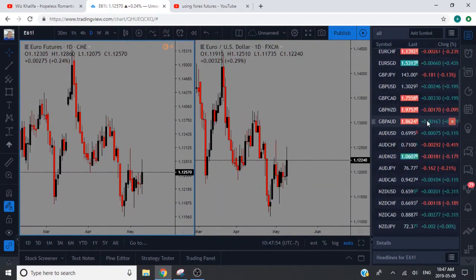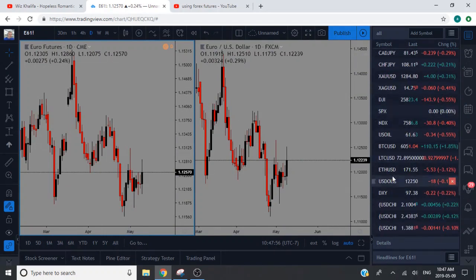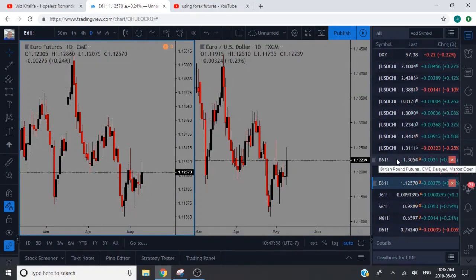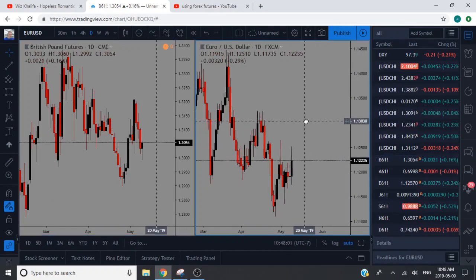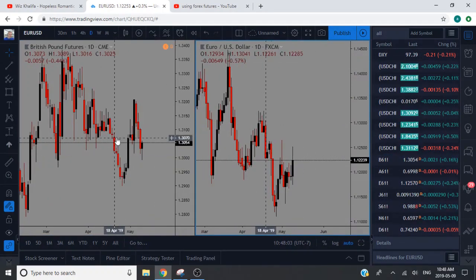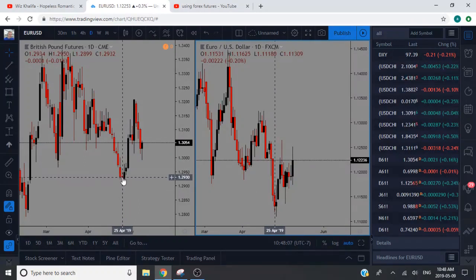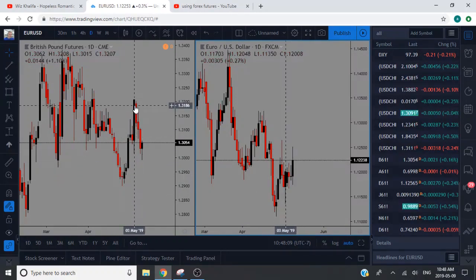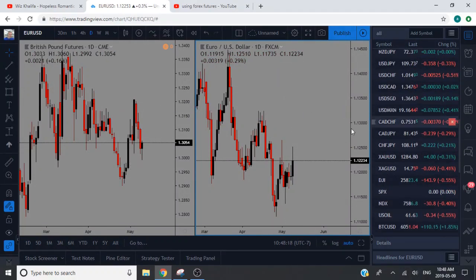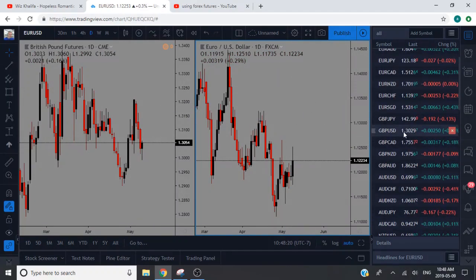All right, so let's start with the pound then. We're going to change the left side to a pound chart. And we can see the setup. Starting from here, we had a big rally up in the pound. So all the pound pairs, not all the time, but just generally, if they're going to be rallying up, most of the pound pairs are going to be rallying up. So let's switch up to the pound on the right.